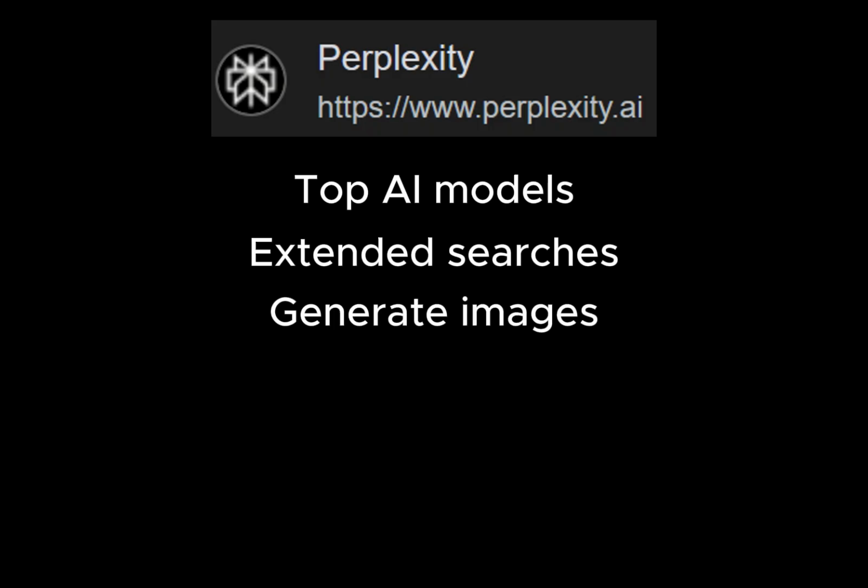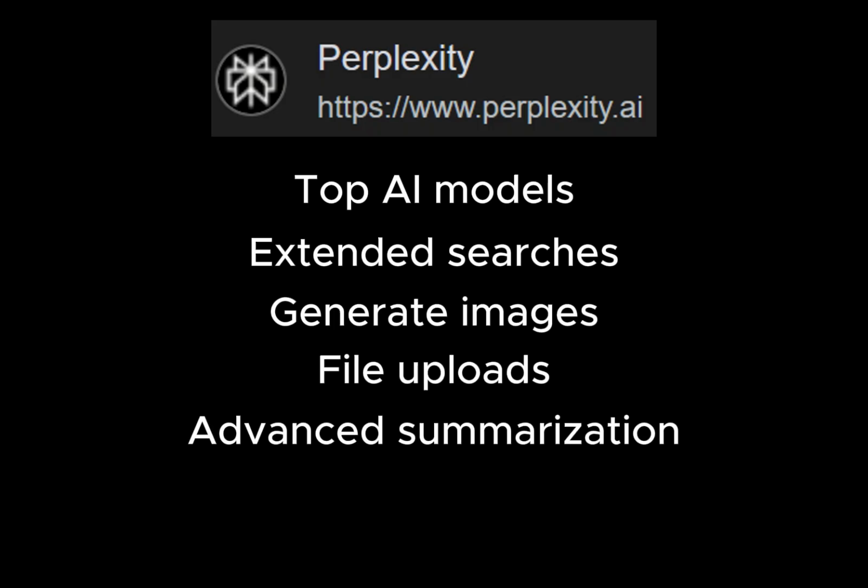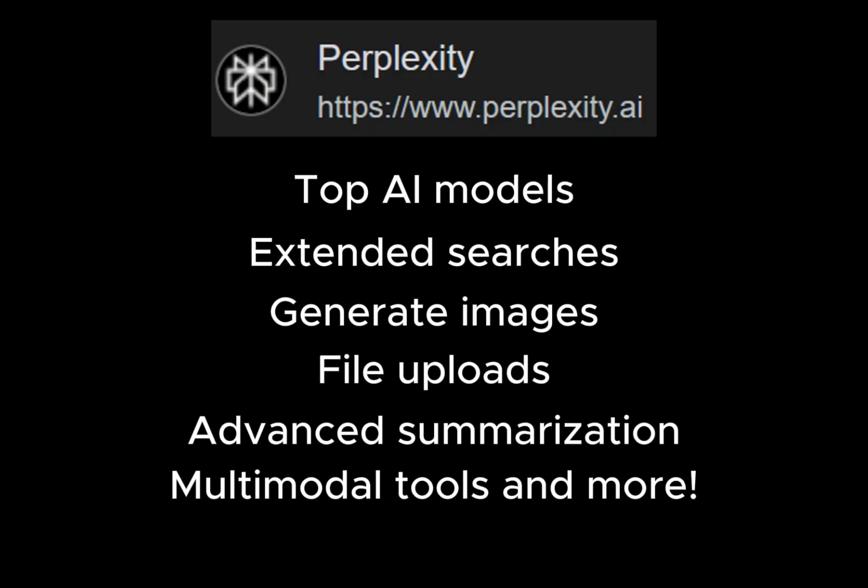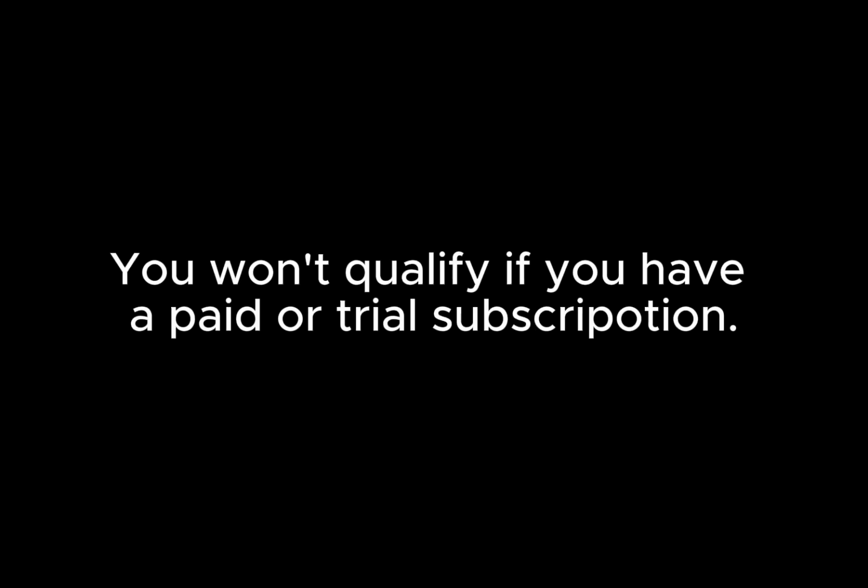With Perplexity Pro, you get access to top AI models, extended searches, generate images, file uploads, advanced summarization, multimodal tools, and more, all without spending any money. This is a limited time promotion. You have to claim it before December 31st, 2025. Also, if you've ever had a paid or trial subscription, you likely won't qualify. So treat this as a first-come, first-served promo.